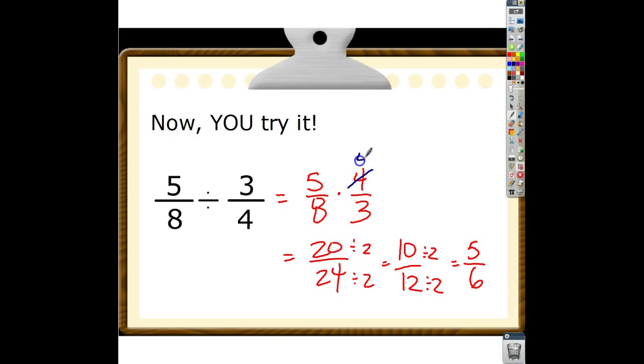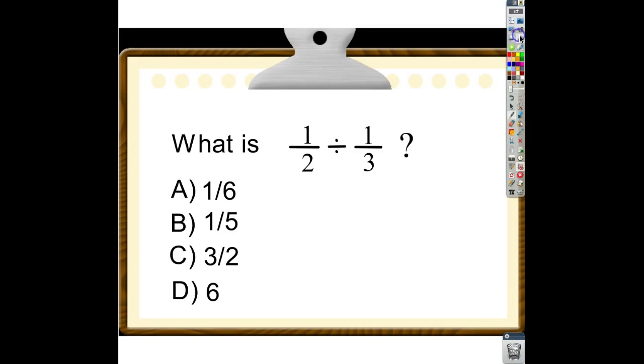Now, again, what I could have done to begin with is I could have said, ooh, the 4 and 8, these are both divisible by 4. I can divide this by 4, which leaves me with 1, divide this by 4, which leaves me with 2, and then what I get is 5 times 1 is 5, and 2 times 3 is 6. Same idea. Good?